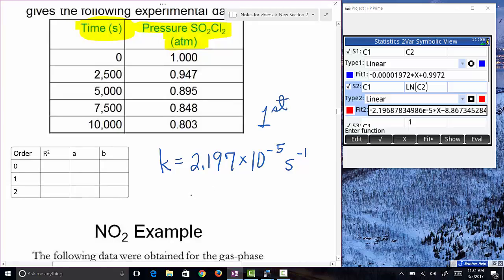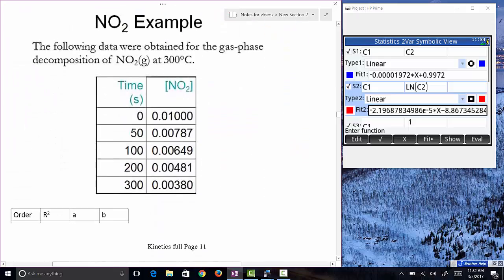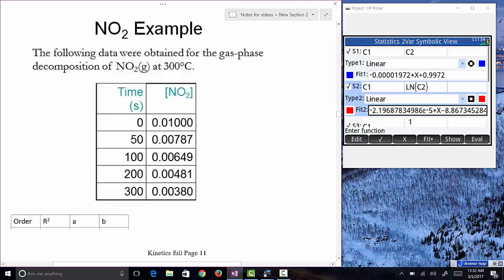and this is our value of our slope. And then if we wanted to do calculations, like if it asked additional questions, which we'll look at some that do, we would use the first order equation for that, and using the y equals mx plus b, we could put that in there. All right, so let's look at another example.